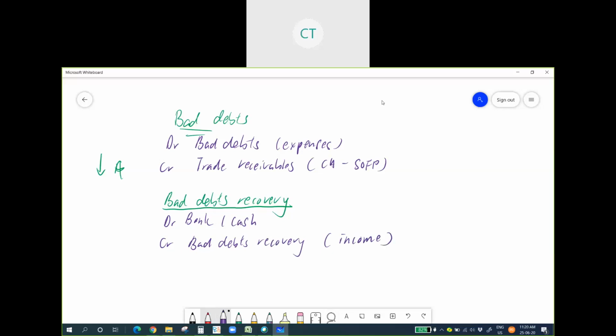But take note, this must be a previous bad debt. Don't mix this up with the normal collection. Okay, normal collection we cannot say is bad debts recovery. The amount must have been bad debts before, and then you collect it subsequently. Then we can say this is bad debts recovery. Alright, so these two are quite simple and quite direct. So far so good. Can follow the class? Very good.